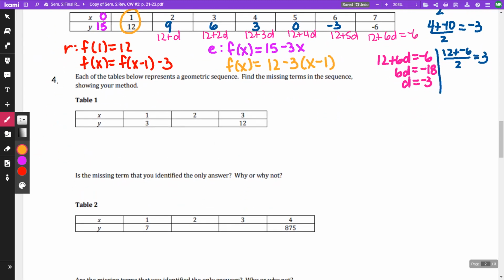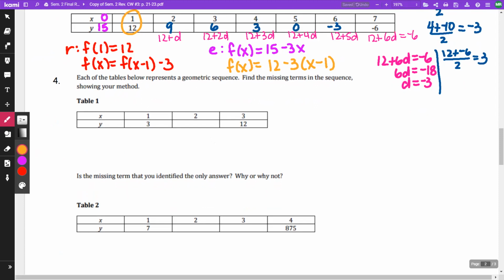On number 4, these ones are geometric. So in this situation, we are multiplying. So one way to go about doing this: if this is my 3, my first term, this is going to be 3 times r, this is going to be 3 times r squared, which is equal to 12. So I'm going to work this out.